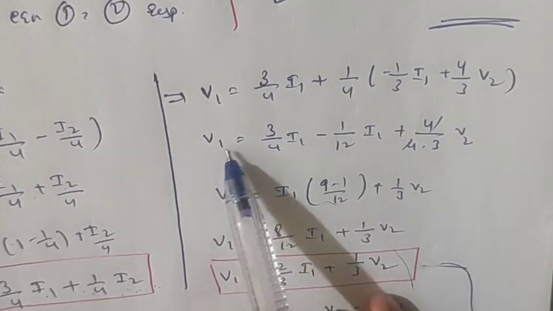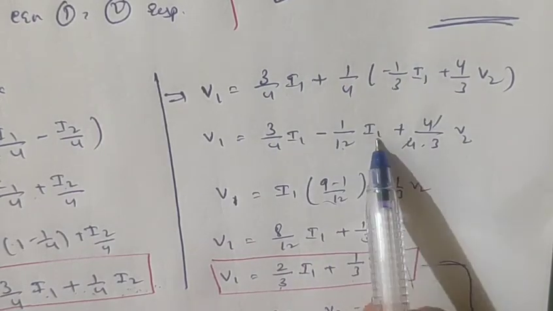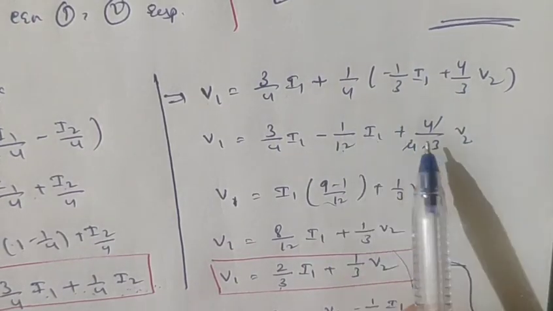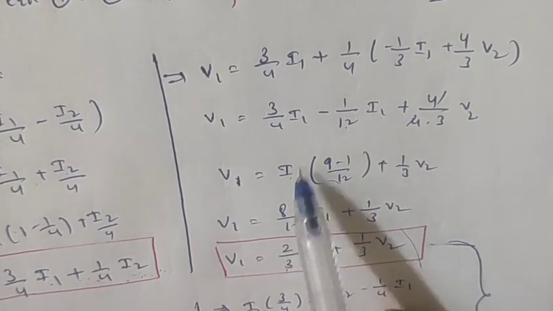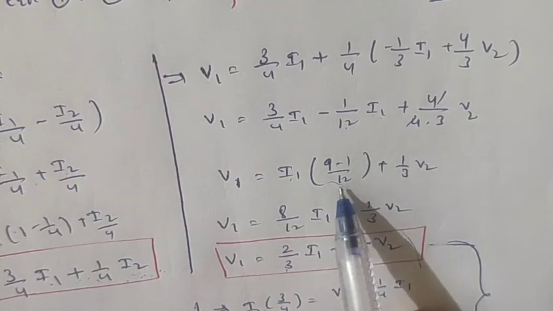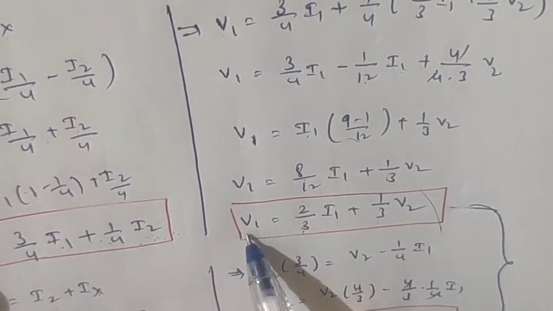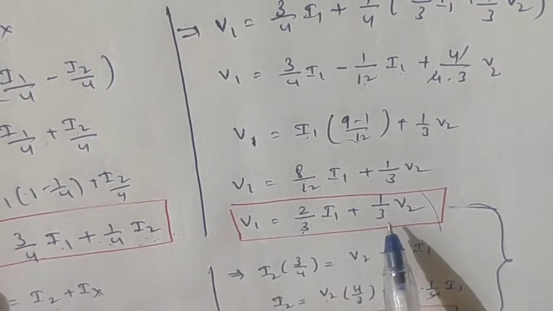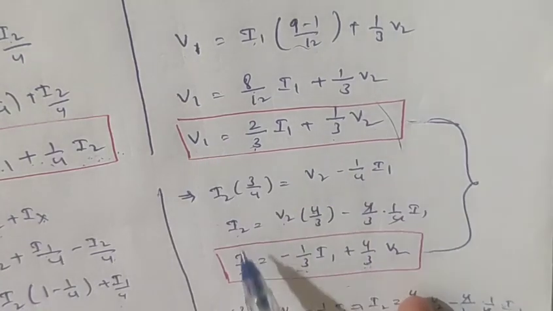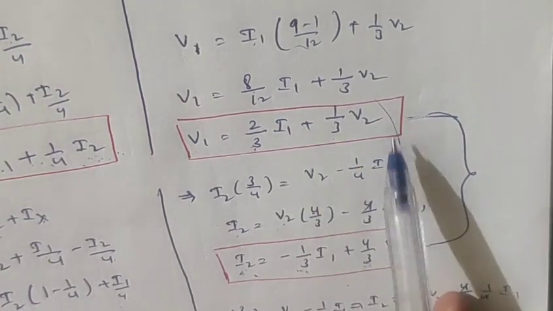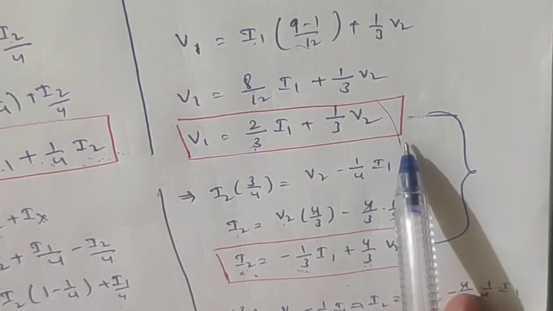So you'll get V1 is equal to 3 by 4 of I1 minus 1 by 12 of I1 plus 4 by 3 into 1 by 4. Now here the 4 will get cancelled. So we'll get V1 is equal to I1 into 9 minus 1 by 12, nothing but 8 by 12 of I1, plus 1 by 3 V2. So V1 is equal to 2 by 3 I1 plus 1 by 3 V2. Now just compare these equations, V1 and I2 in terms of I1 and V2. These are your H parameters equations.